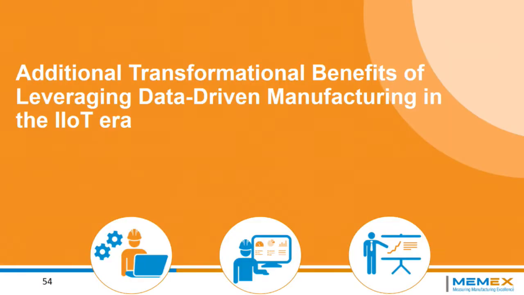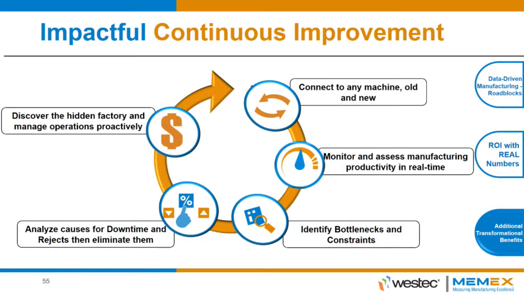Some of the additional transformational benefits, I'm going to breeze through this. So, impactful continuous improvement. Typically what happens in continuous improvement without real-time data is we have a Kaizen event, we spend a day to a day and a half collecting some data, we analyze that data, we make a process improvement change, we collect more data, and we see whether that was positive, neutral, or negative, was it accretive or destructive to the actual baseline productivity.